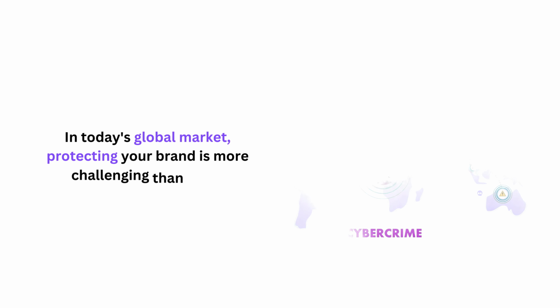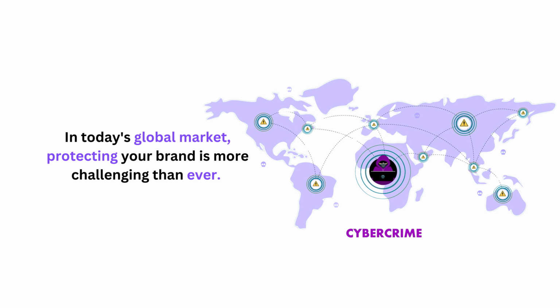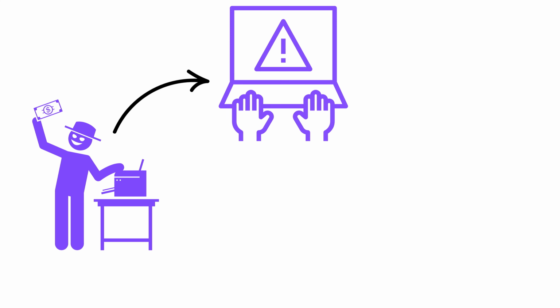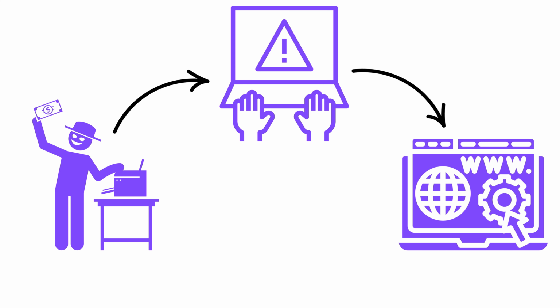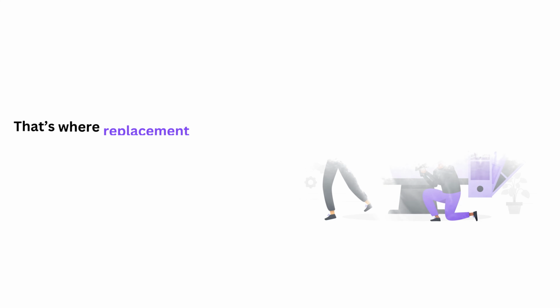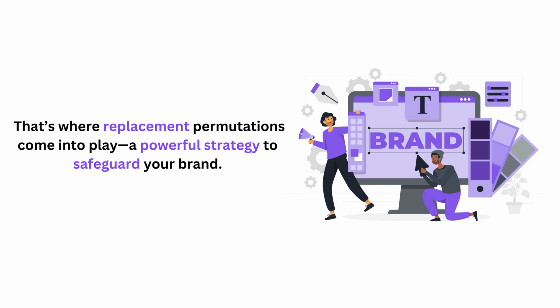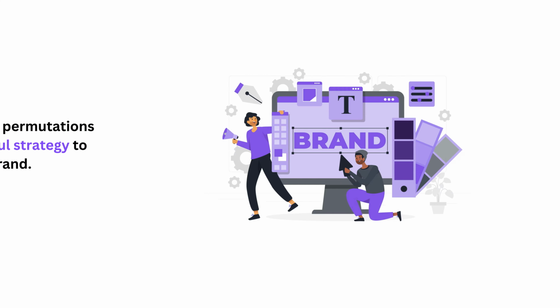In today's global market, protecting your brand is more challenging than ever. Counterfeit products, unauthorized use, and domain squatting are just a few of the threats businesses face. That's where replacement permutations come into play, a powerful strategy to safeguard your brand.